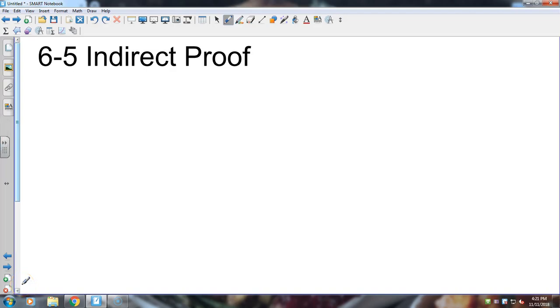Chapter 6, Section 5, Indirect Proof. Now, don't get too scared on this one. It's just proving some things. We may not have to actually use proof tables or anything, just looking at things in an indirect way. I think the book uses a pretty good example.